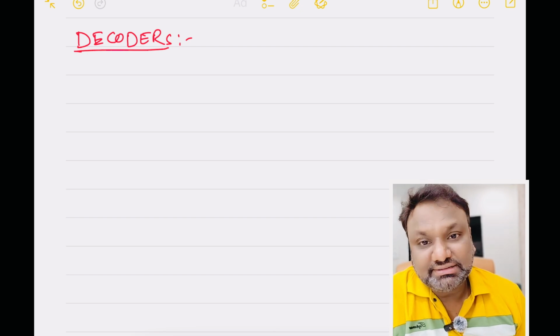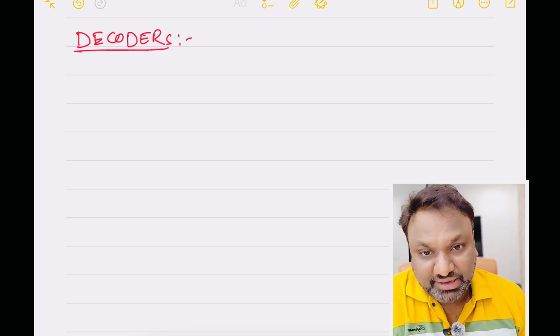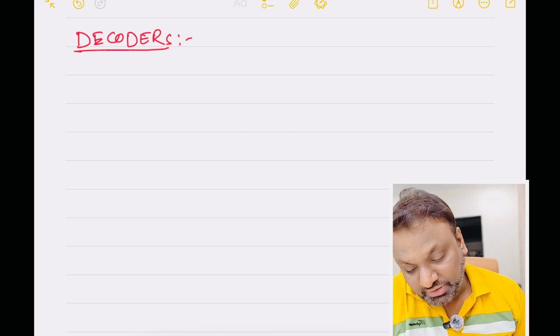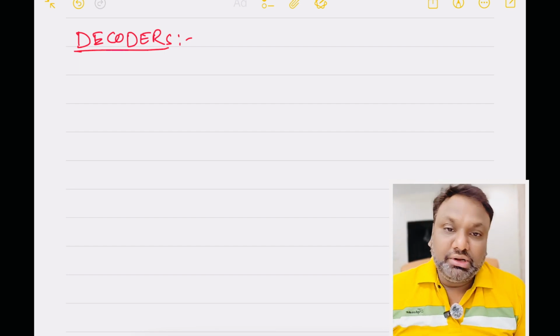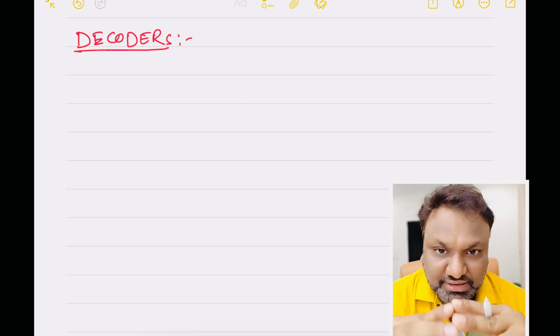In this lecture we will discuss decoders. What is a decoder, what are the types of decoder, and how to implement a Boolean function using a decoder? That is what we are going to see in this lecture. So what is a decoder? Like we have seen the implementation of a Boolean function using a multiplexer.